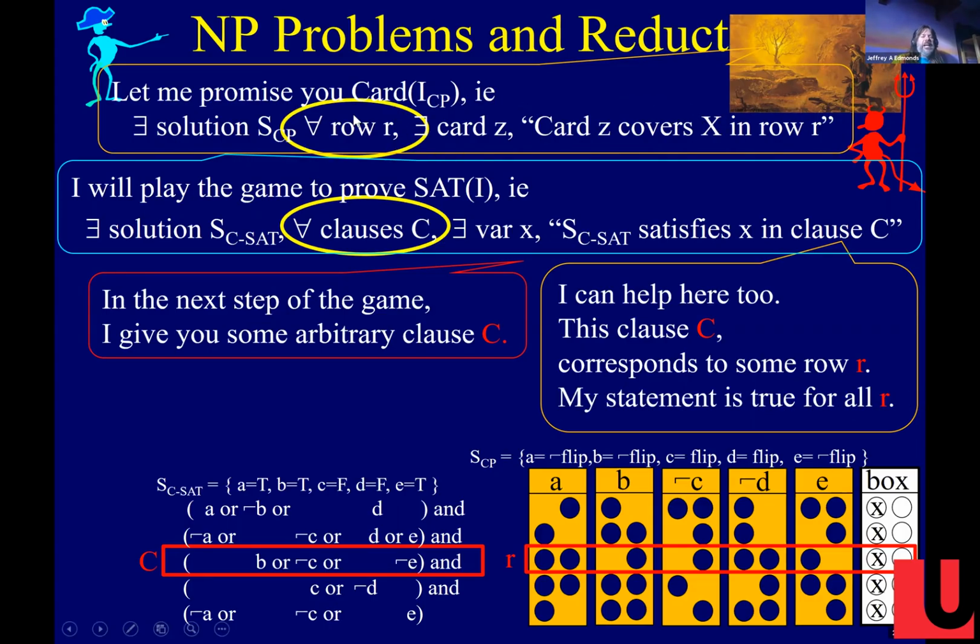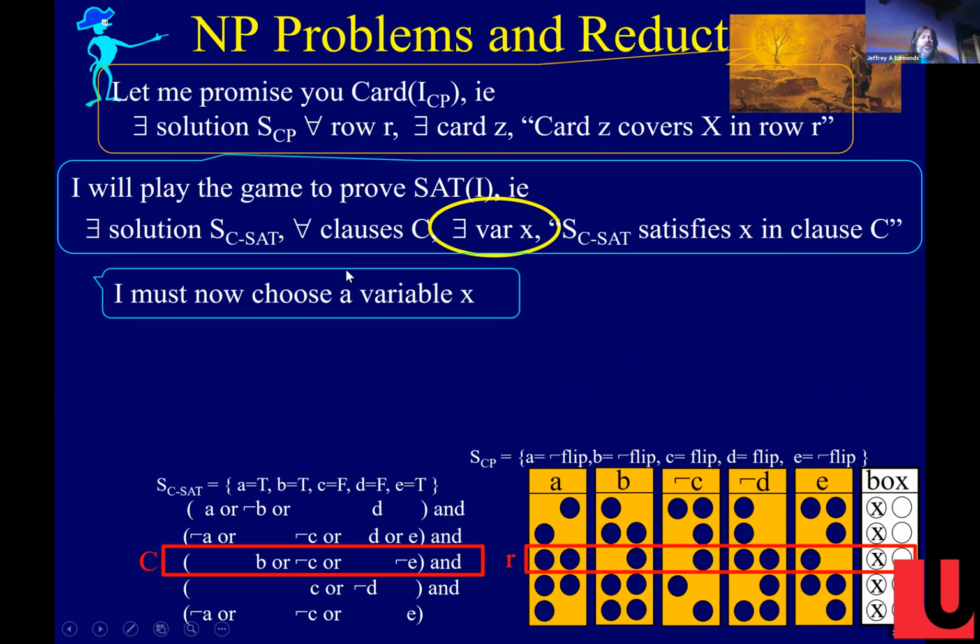In fact, she says it's true for all rows. She's promising it's true for all rows. So there's something true about this row: what's true about this row is that there exists a card. So now let's go back to what we have to do. Our goal is to come up with a variable. How am I going to come up with a variable?